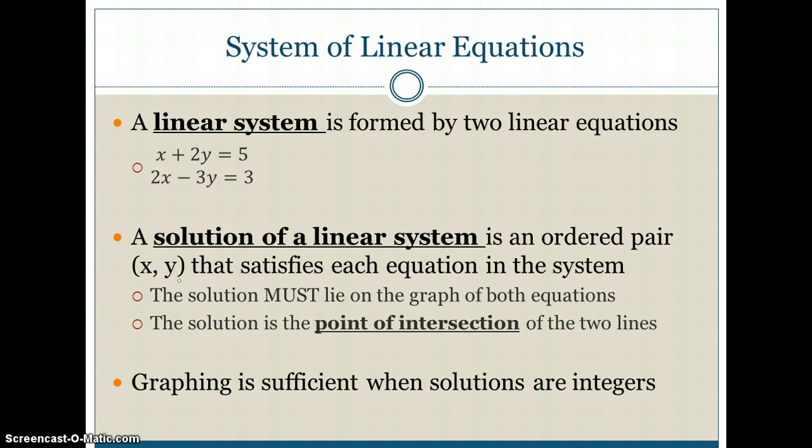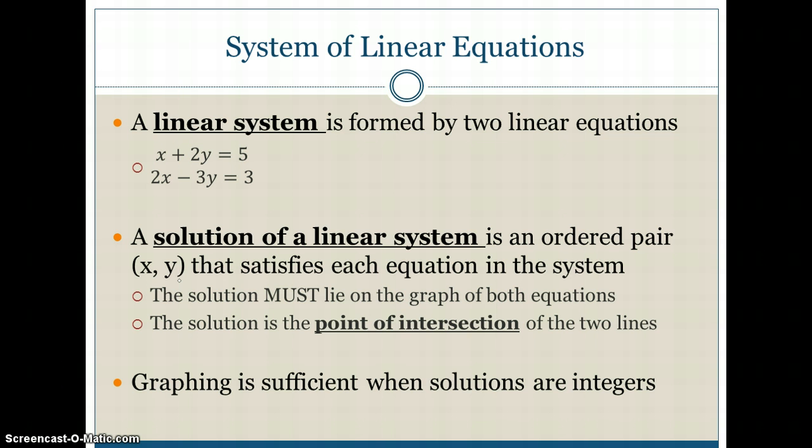Very important to understand this second bullet, that a solution of a linear system is an ordered pair x, y that satisfies each equation in the system. So it must be a true solution for both equations. That means that point would lie on the graph of both equations. Consequently, if it's on the graph of both lines, it has to be the point of intersection where those two lines cross.